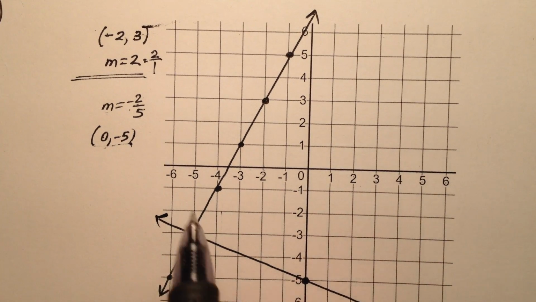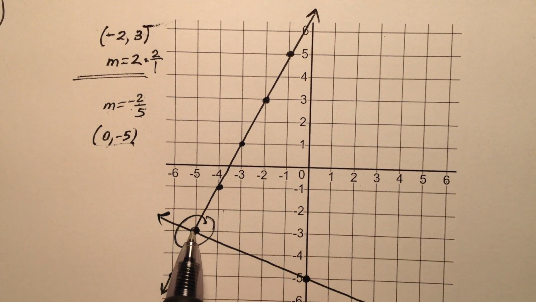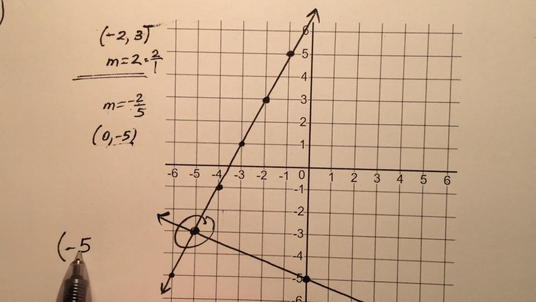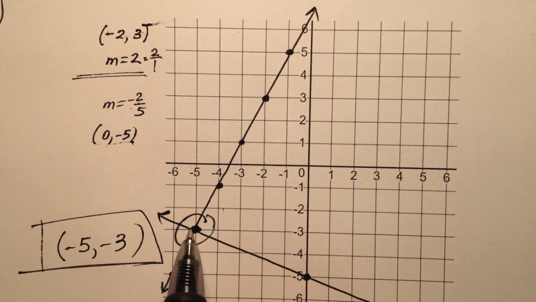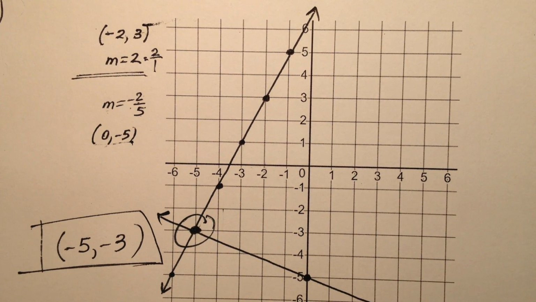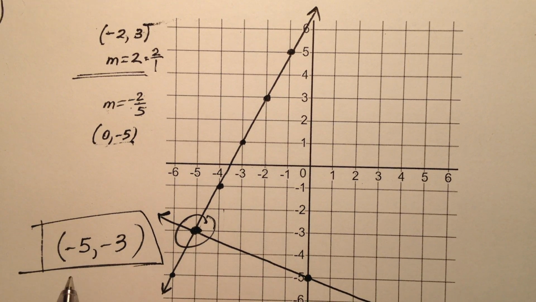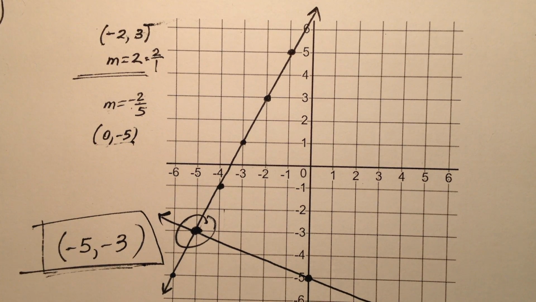Okay, so the point of intersection is going to be this ordered pair, negative 5, negative 3. And this point, this single point of intersection, represents the only ordered pair that will satisfy both equations. So the solution to this system is the ordered pair negative 5, negative 3. And if we were to classify this system, it would classify as consistent and independent.